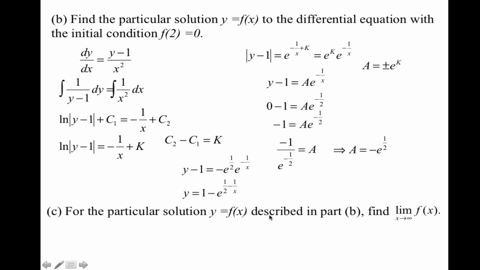And then the last part that you will see on a lot of the open-ended questions for these is for the particular solution, y equals f of x, so what we found in part B, find the limit as x approaches infinity of f of x. So I am finding the limit of what I found in part B. So when I set this up, I'm going to go ahead and plug in infinity for x, and when I do that, I'm going to get 1 over infinity, which is just 0. So I get 1 minus e to the 1/2.